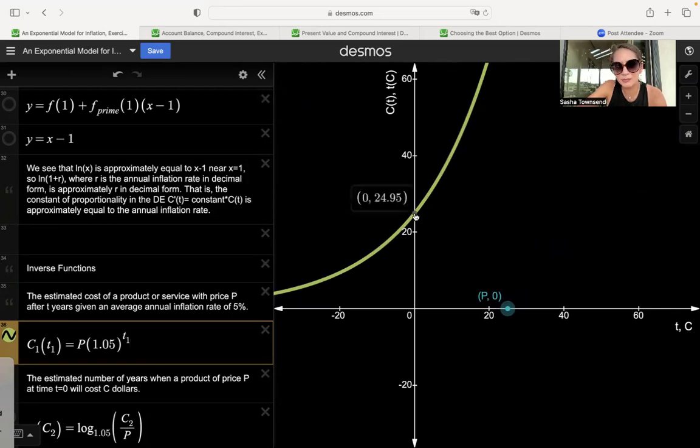And then if we want to, we could plot that point. When T equals 0, we get the beginning price. And I'm still using that beginning price of $24.95 for that oil change, which is, again, probably dated information.